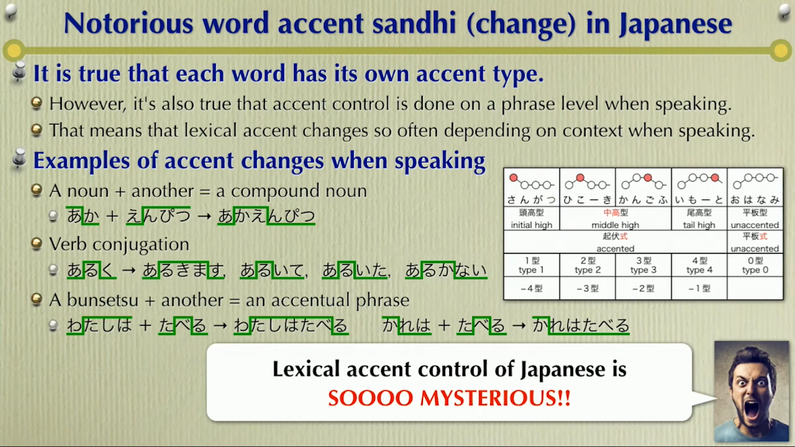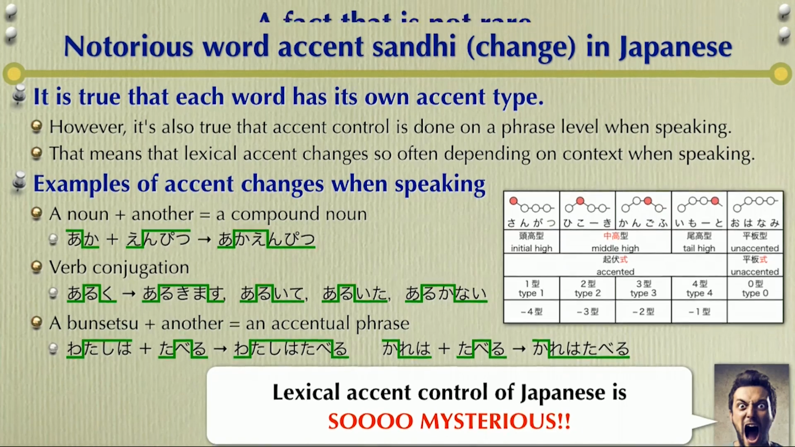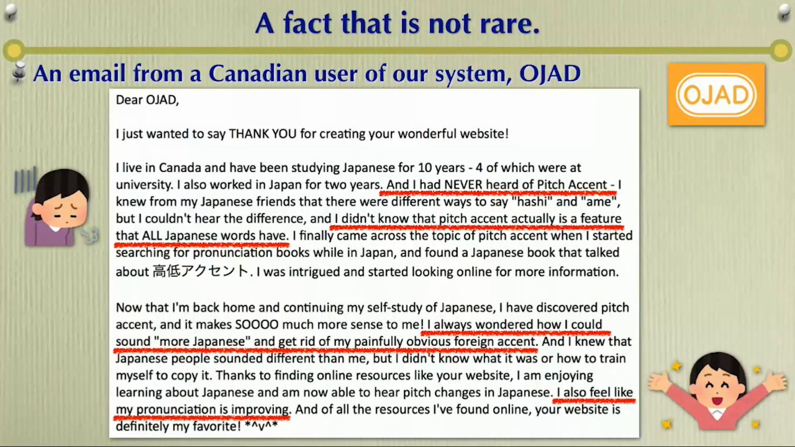So how to teach this control to learners? One possible approach is that the teachers don't teach. This can happen. This is an actual email I received from a Canadian learner of Japanese. I live in Canada, I have been studying Japanese for 10 years, part of which was at university, and I have never heard a pitch accent. Pitch accent control is very difficult to teach, so this is one of the reasons why teachers don't teach lexical accent control. This is not a rare case, especially in northern U.S.